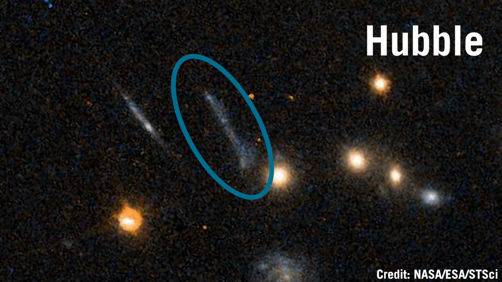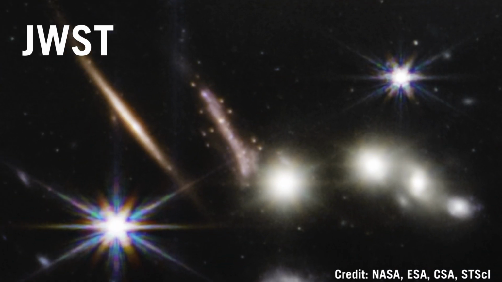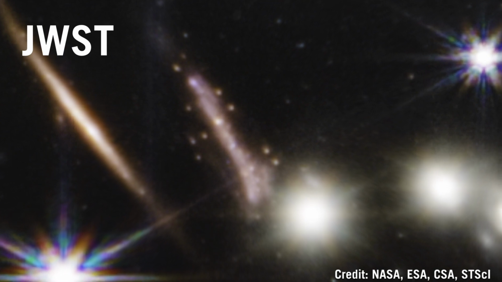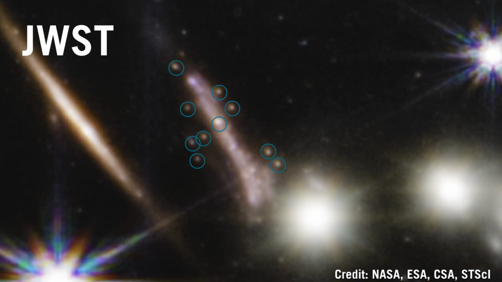And when seen with JWST's incredible resolution, we see all of these tiny dots in and around the sparkler that we call sparkles. Analyzing these sparkles tells us that they are some of the oldest star clusters that we have seen in the distant universe.